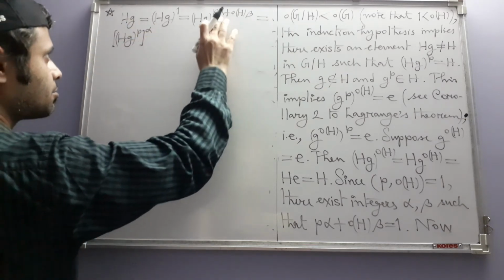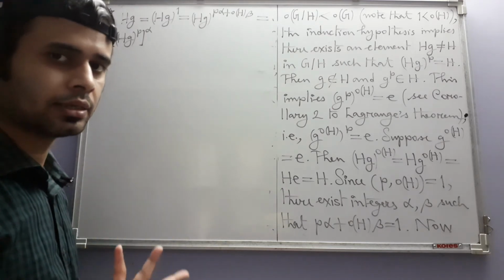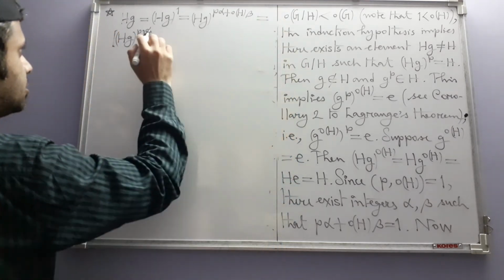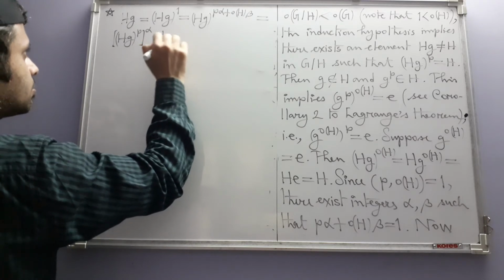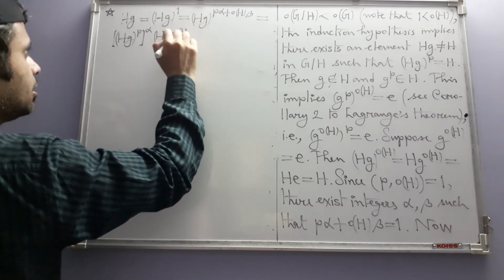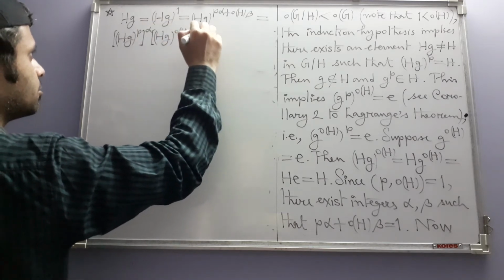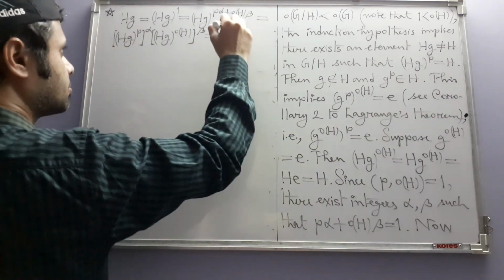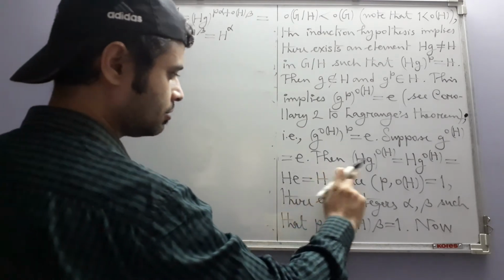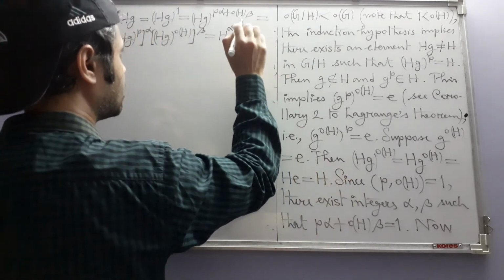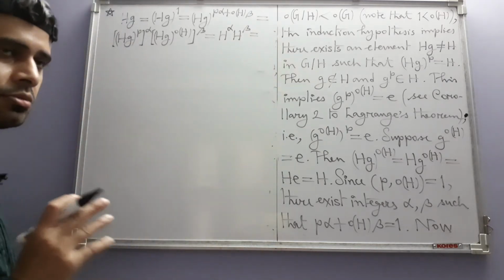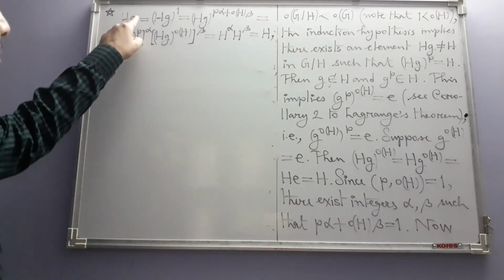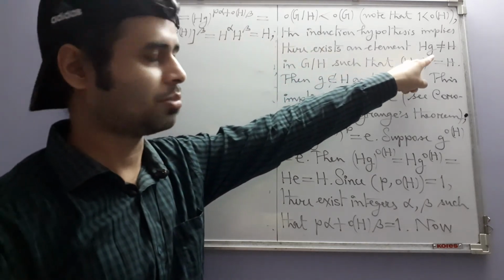Alpha, it does not matter what sort of integers alpha and beta are, they may be positive, negative or 0, each one of them. The only thing that matters is that they are integers, times hg to the power order of h to the power beta. So this is equal to h and this is also equal to h, and keeping in mind that h is the identity element in the quotient group g by h, we ultimately get h. And this is a contradiction because now we have hg equal to h, but hg is not equal to h.